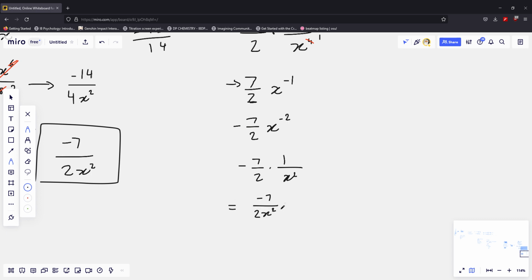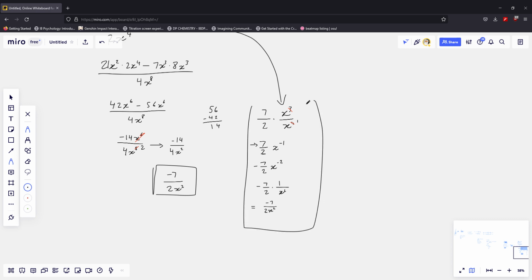So we've got the same answer, but this is much quicker, much easier, and quotient rule is just stupid. No one likes it, but sometimes you'll have to use it.